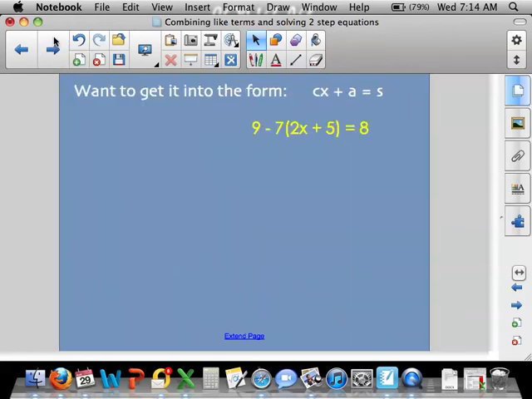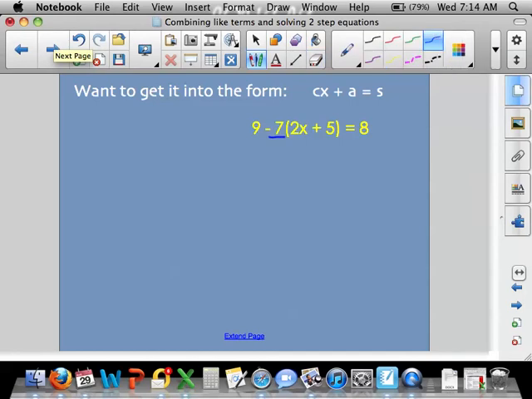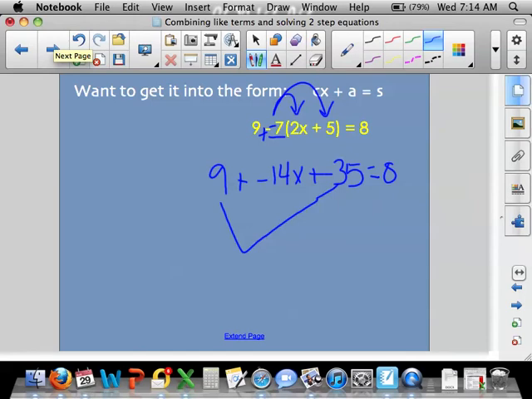And last but not least, this is another one that you have to pay attention to. It's easy to get tricked right here. This is not a positive 7. It's actually a negative 7. Keep, change, flip. Remember to do that every time. So we distribute the negative 7 across the 2x to make negative 14x, and the negative 7 across the 5 to make negative 35. Again, we have to combine like terms. Negative 35 plus 9 will land us at negative 26.